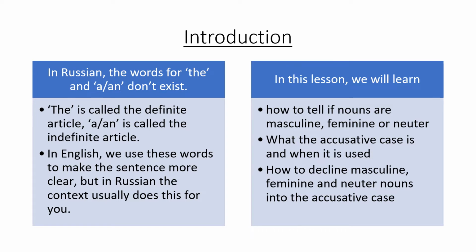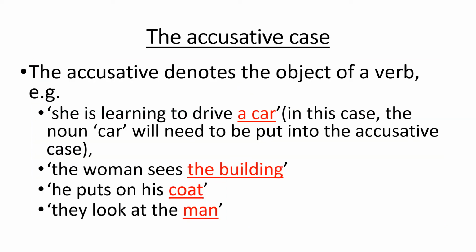Okay. Before we begin, let's take a closer look at what the accusative case is. The accusative denotes the object of a verb. In English, a simple sentence structure will be subject, verb, object. The subject is the person or thing carrying out the verb, and the object will come after the verb, and it's the thing having something done to it. For example, the woman sees the building. The woman is carrying out the action of seeing, and the building is the thing being seen.